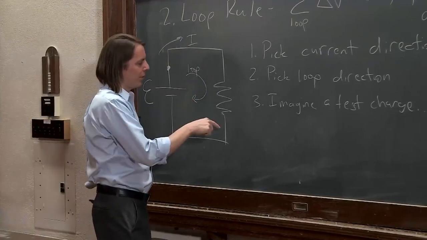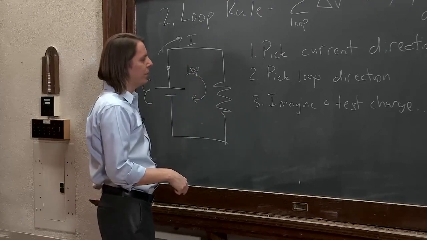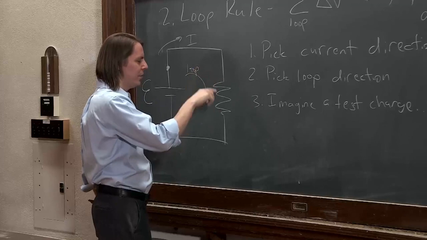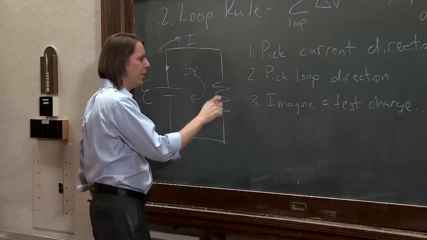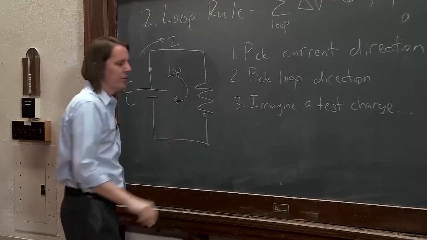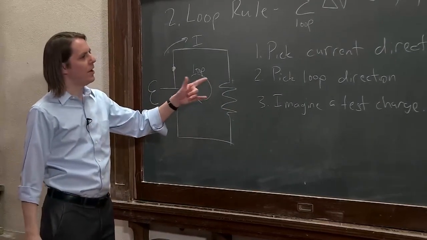And now we have a resistor. So it has a delta V. It has a potential drop. It has current flowing through it. We need to put in the delta V of this test charge as it goes from here to here. We know this is the high potential. You have a potential drop across the resistor. So we know it goes down. And we know the delta V is IR.